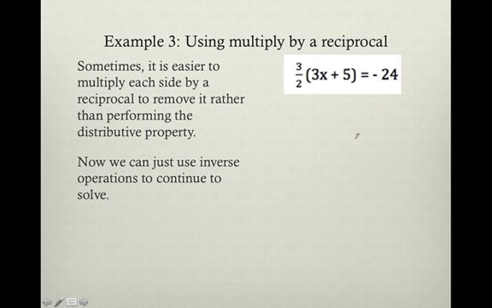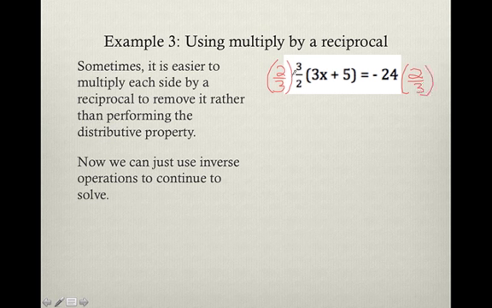So a little trick is to multiply both sides by the reciprocal. This is what we have to get rid of, this multiplying by 3/2 times this sum. The reciprocal of 3/2 is 2/3, so I'm going to multiply both sides by that.